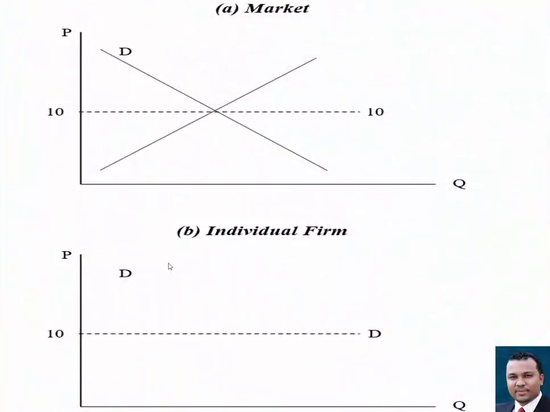In this case, the price in a competitive market is determined by demand and supply. This is the market demand curve, downward sloping, versus the supply curve, upward sloping, and this is the intersection between demand and supply, so the price equals 10. This is the equilibrium price. This is at the market level.